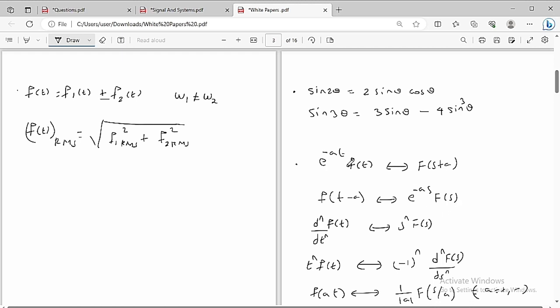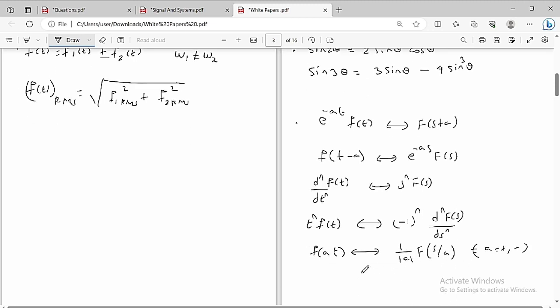So always remember, if f(t) has Laplace transform F(s), then e^(-at) f(t) has Laplace transform F(s+a), and f(t-a) has Laplace transform e^(-as) F(s). The derivative of f(t) has Laplace transform s^n F(s), and t^n f(t) has Laplace transform (-1)^n times the nth derivative of F(s) with respect to s.